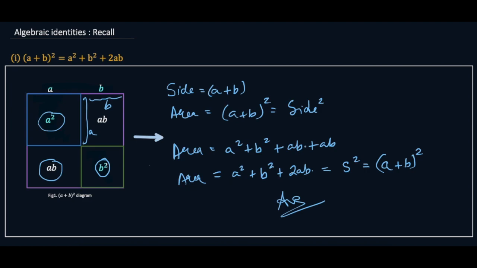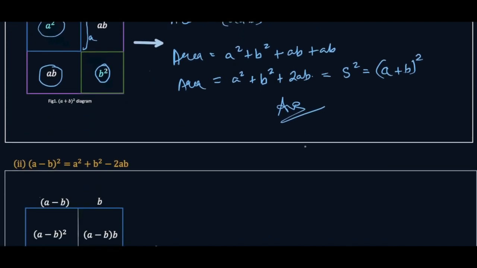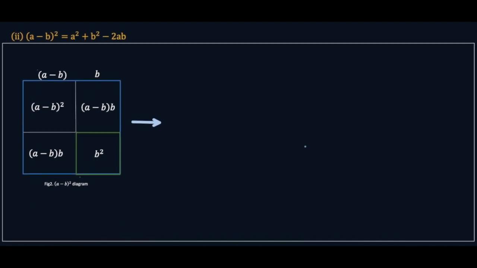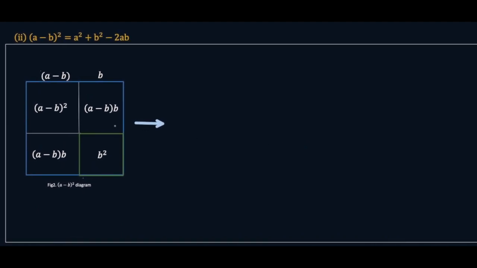To solidify this visualization and the concept further, we'll also be talking about (a-b)², and this will have a very similar diagram to what we had in (a+b)². So if you see on the left hand side, we again have this diagram. This time the diagram is a bit opposite. We have a bigger square of side a and we have a smaller square of side b. Earlier the smaller square was of side a in the middle, but now we have a square of side b enclosed in side a. So this side is a-b, this is b.